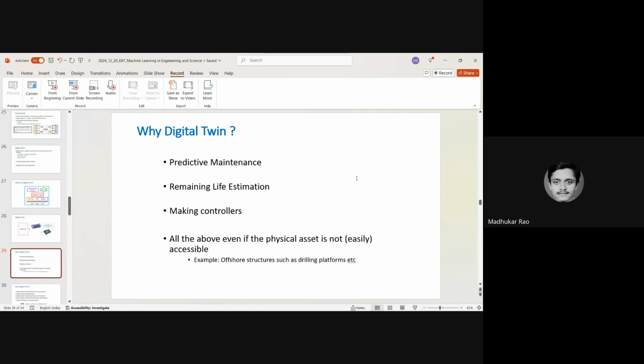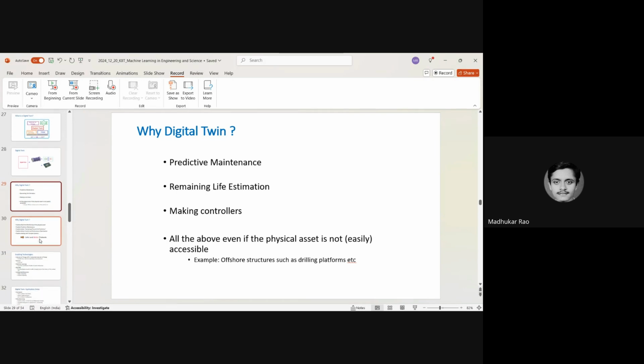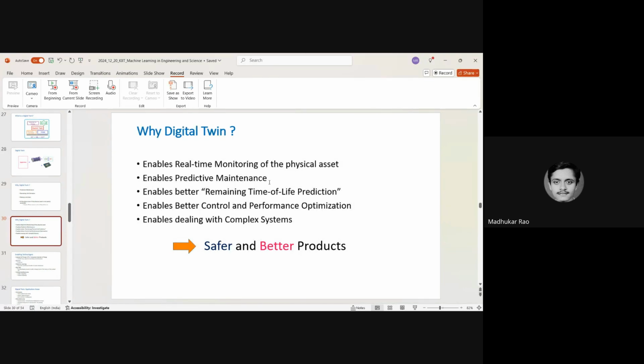For example, if you have offshore structures such as drilling platforms in the middle of the sea, you can use digital twins to know the state of that asset, or control that asset without actually taking a ship to go there. So it enables real-time monitoring of the physical asset, predictive maintenance, better control and performance optimization. And nowadays systems are so complex, so you need better ways of dealing with them. So digital twins have the potential to give you safer and better products, basically.